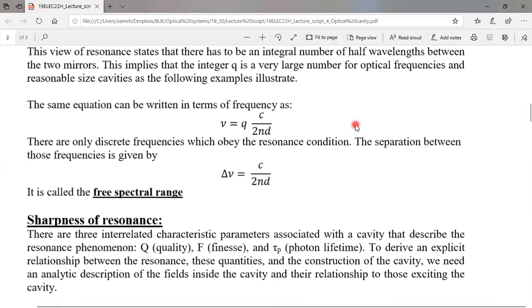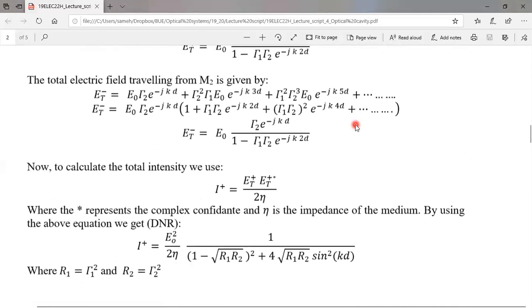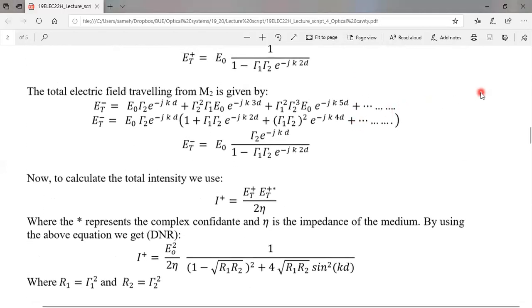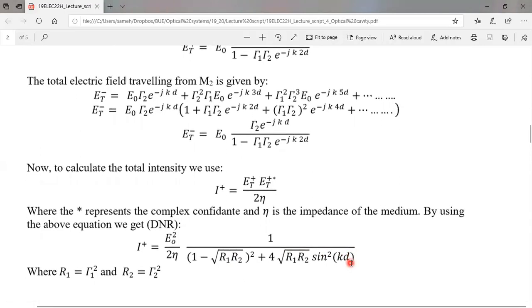So now we reach this very, very important equation. This equation represents the intensity of light, or the intensity of electromagnetic wave, which is in our case light, that will be propagating from the first mirror, and it's now given in terms of R1 and R2, which is gamma 1 square and gamma 2 square, and in terms of K and D, which is the propagation constant and the distance between the two mirrors. Now let's continue.